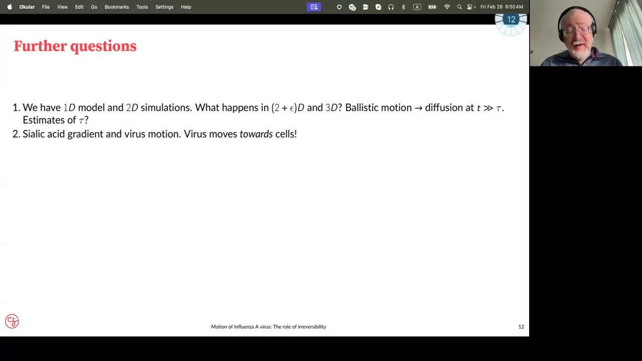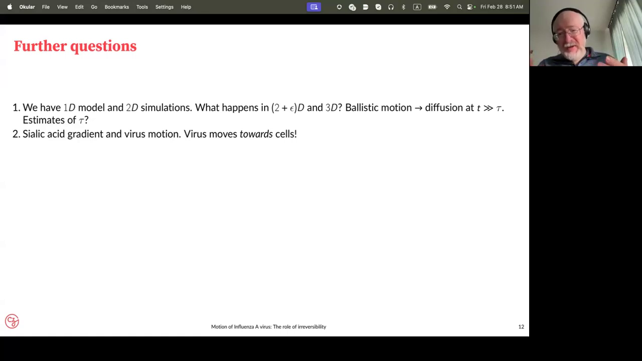Second, gradient and virus motion. The thing is that if you change the density of filaments, you can show that the virus moves against the gradient. It tries to move to the place where there is more sialic acid. But what does it mean, against the gradient?